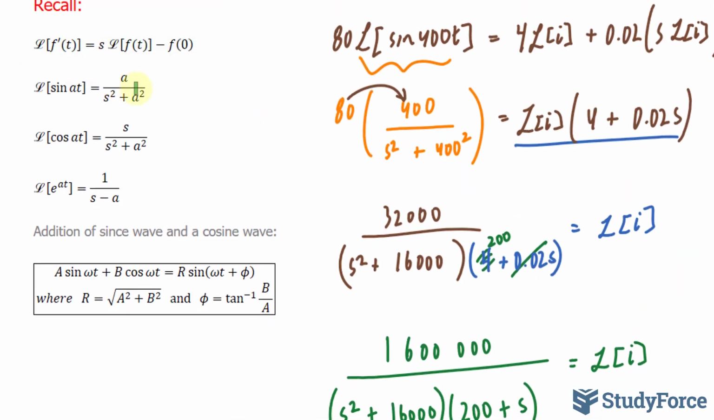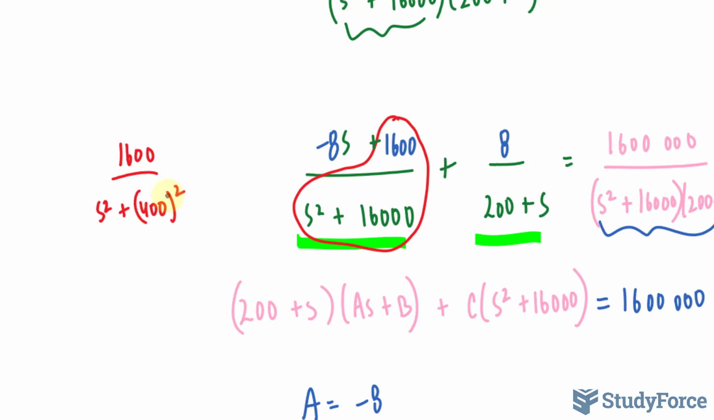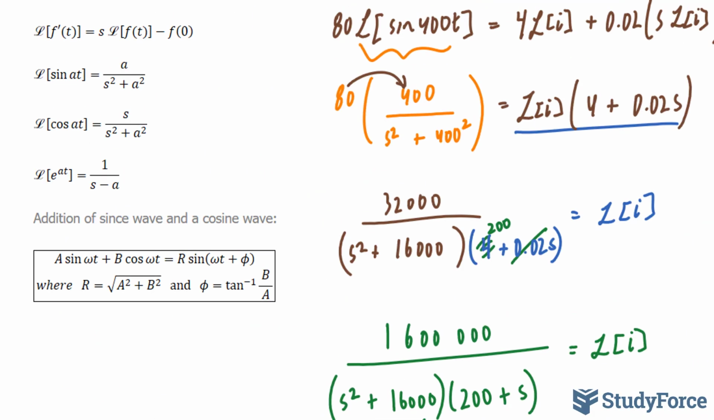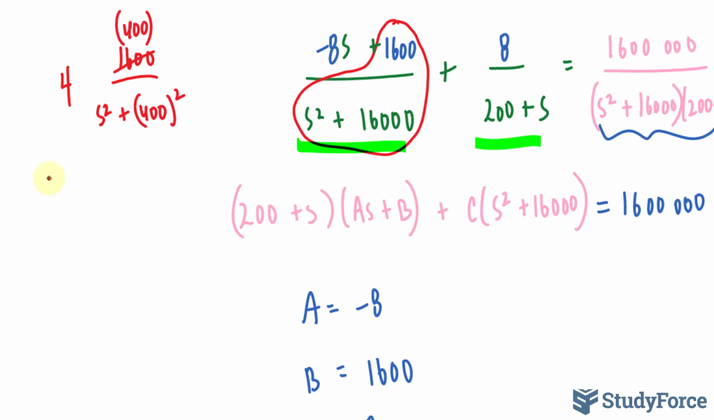Take a look. If we have a over s squared plus a squared, let's see if we have that here. We sort of don't, but if you look at this specifically, we have 1,600 over s squared plus, this can be changed into 400 to the power of 2. Similarly, this can be changed into 400 times 4. Let's go back. That is equal to sine at.